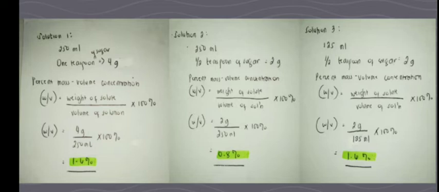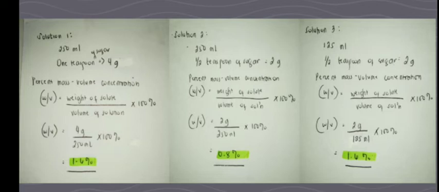So in solution number 2, it is given that 250 ml and a half teaspoon of sugar, which is equal to 2 grams. So we are going to use percent mass volume concentration. Our formula is weight of solute over volume of solution multiplied by 100%. So substitute 2 grams over 250 ml multiplied by 100%. So we have 0.8%. So in solution number 2, we have 0.8%.